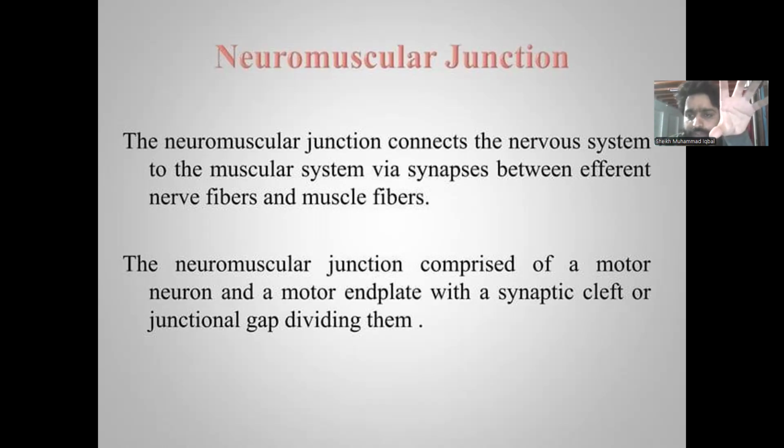This neuromuscular junction connects the nervous system to the muscular system through a synapse, which is between the motor nerve fibers and the muscle fibers. It comprises a motor neuron, that means any neuron which gives the action potential, and a motor end plate. Formed between the plate and the motor neuron is a synaptic cleft or junctional gap which divides them.